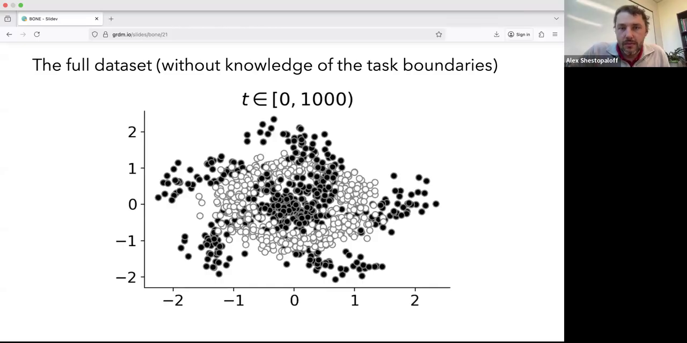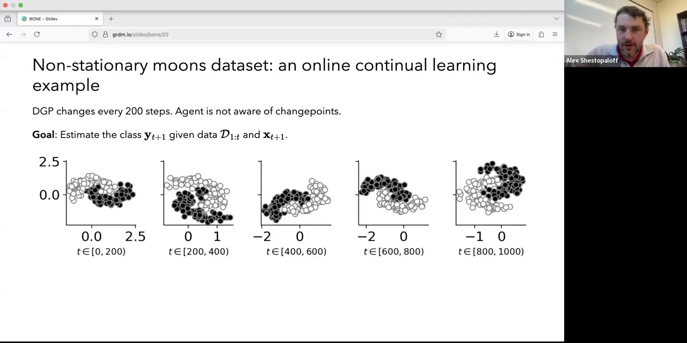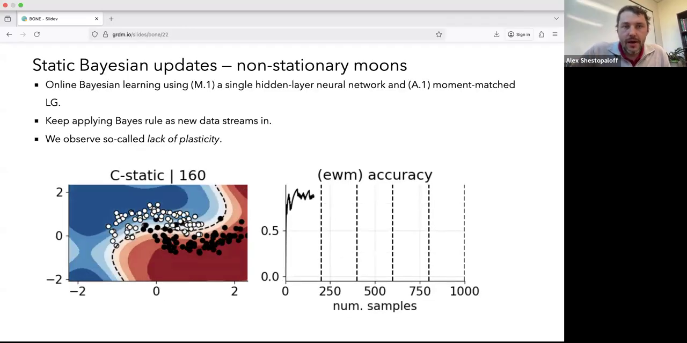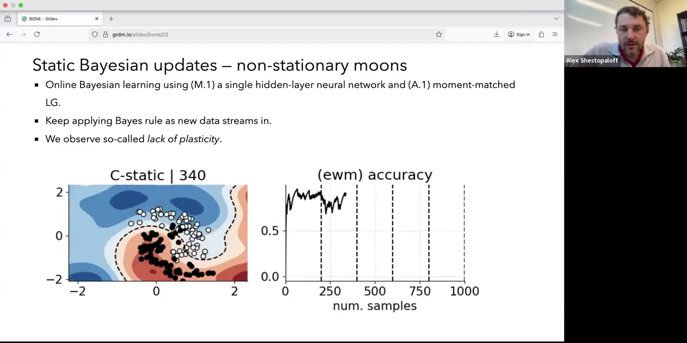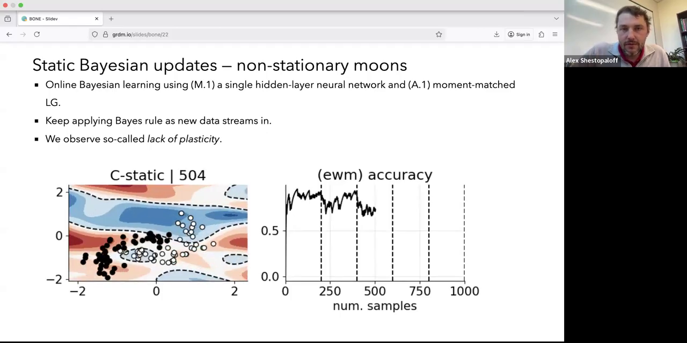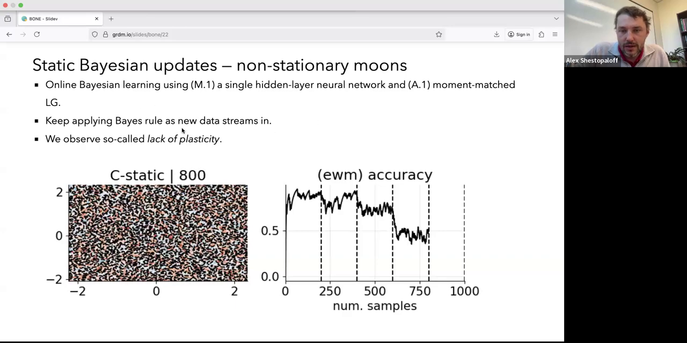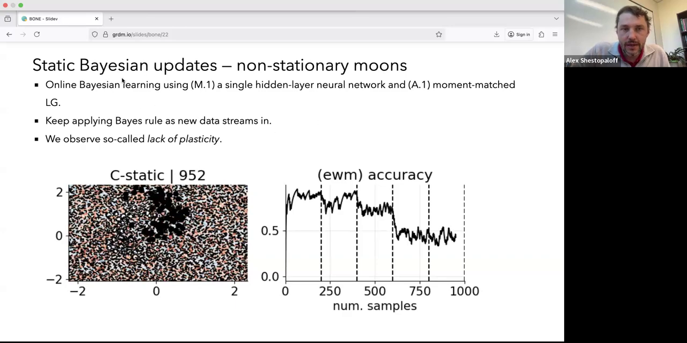Okay. So the full data set, if we don't know what the task boundaries are, this is basically what happens if you superimpose everything in this slide on top of one another. Looks like this. Okay, there we go. So let's look at how the accuracy of these updates, sort of what happens if we have a neural network attempt to learn this classifier, right?